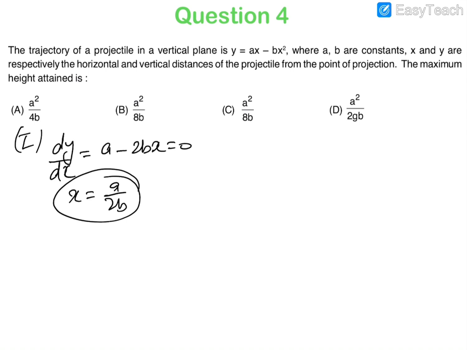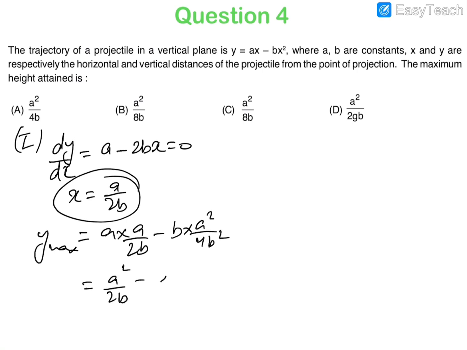So at this point y max will be equal to a into a by 2b minus b into a square by 4b square. So this is a square by 2b minus a square by 4b. So this is a square by 4b. This is y max. So the correct answer is A. Okay, now we move on to the next problem.